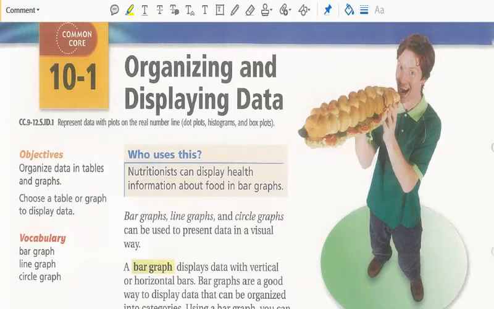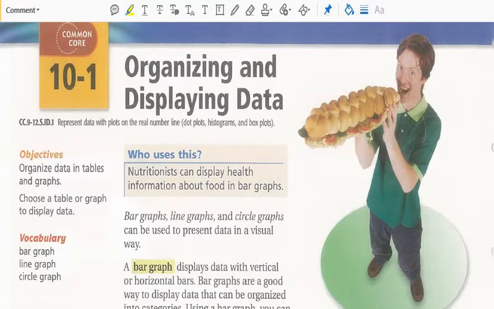Okay, the first lesson, which is organizing and displaying data. In this lesson we're going to know how to organize and display our data. We did this lesson before. Okay, it's very easy. We just need to organize the data in tables and graphs, and choose a table or graph to display data.